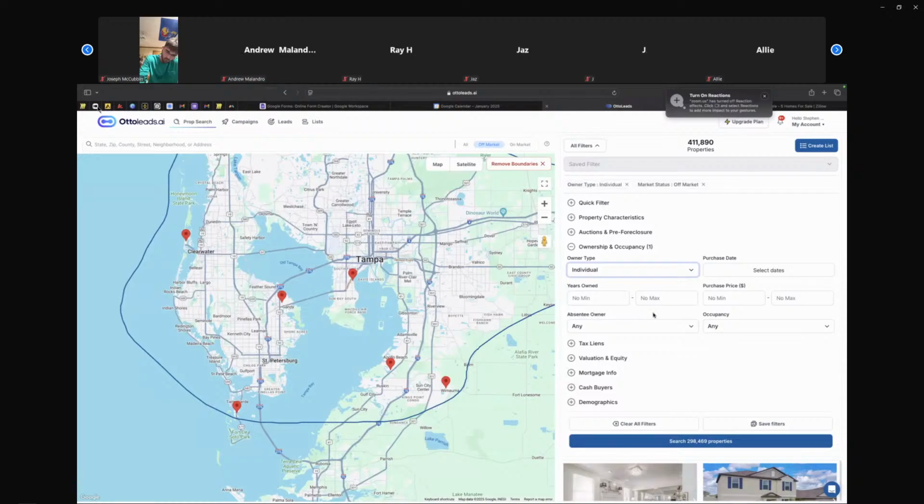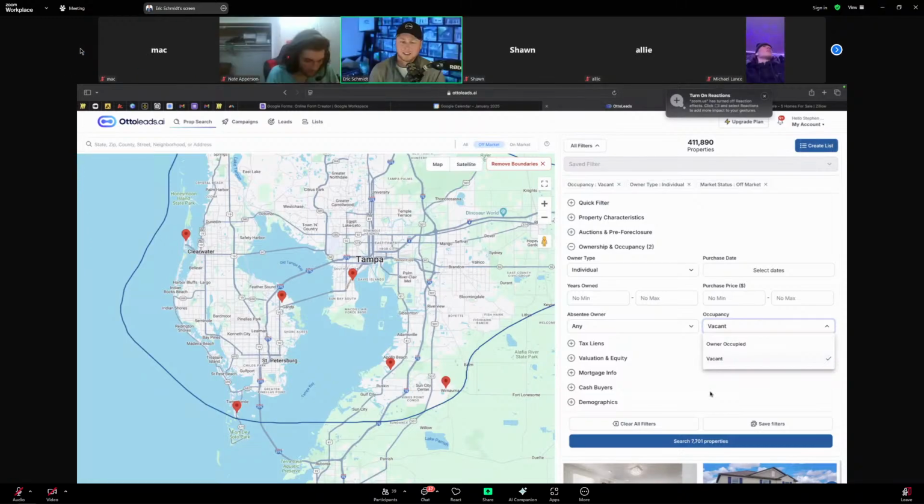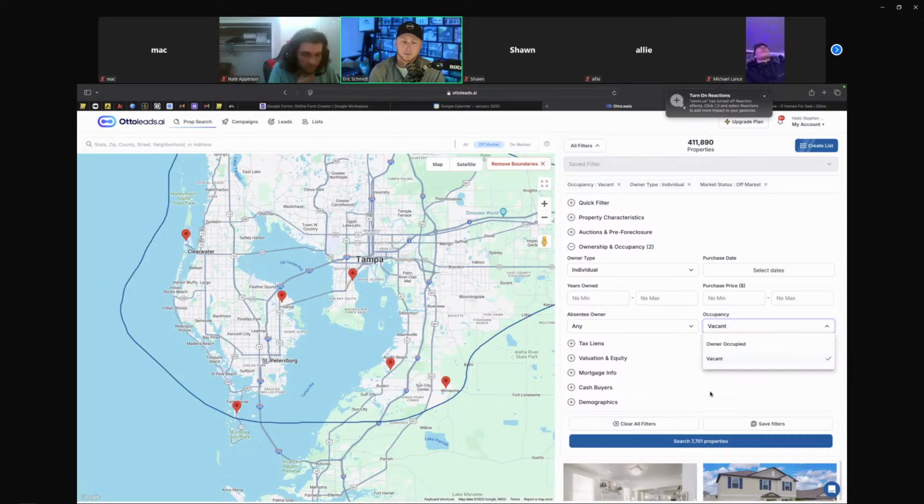And so you've got options, right? One option would be a list of vacant properties. Now, as we see, I did individual owner and vacant, and that's 7,700 properties. That's a lot, much, much bigger. To me, that's still too big of a wide list. I want to try and filter it down a little bit more, find people that are motivated.